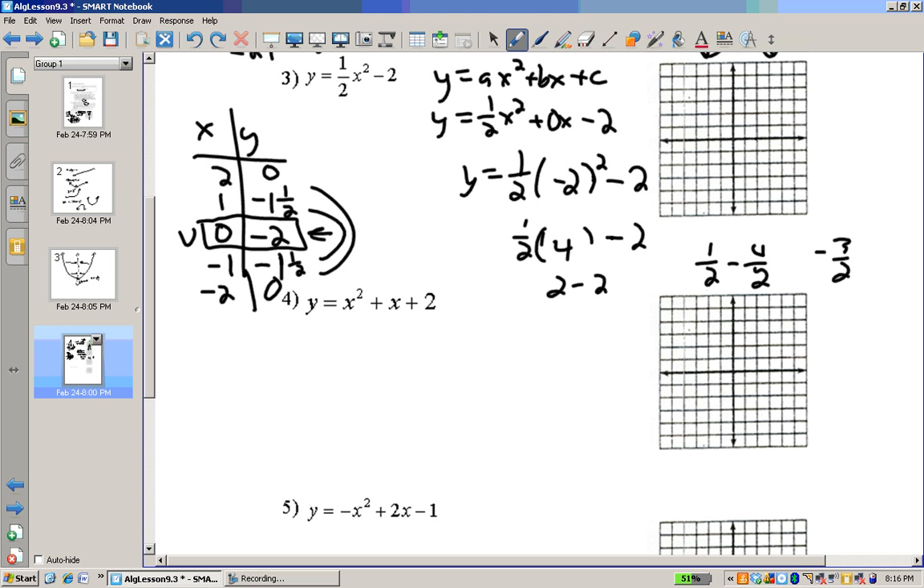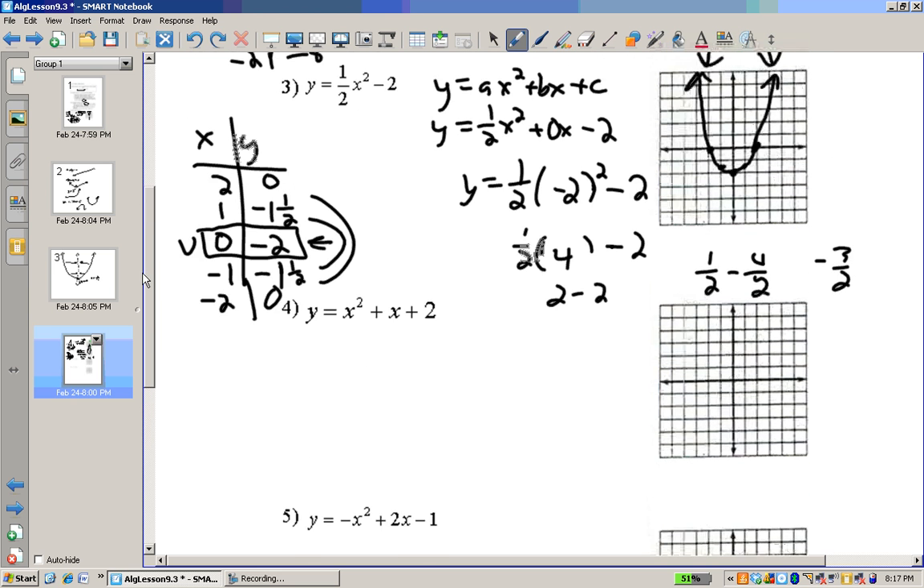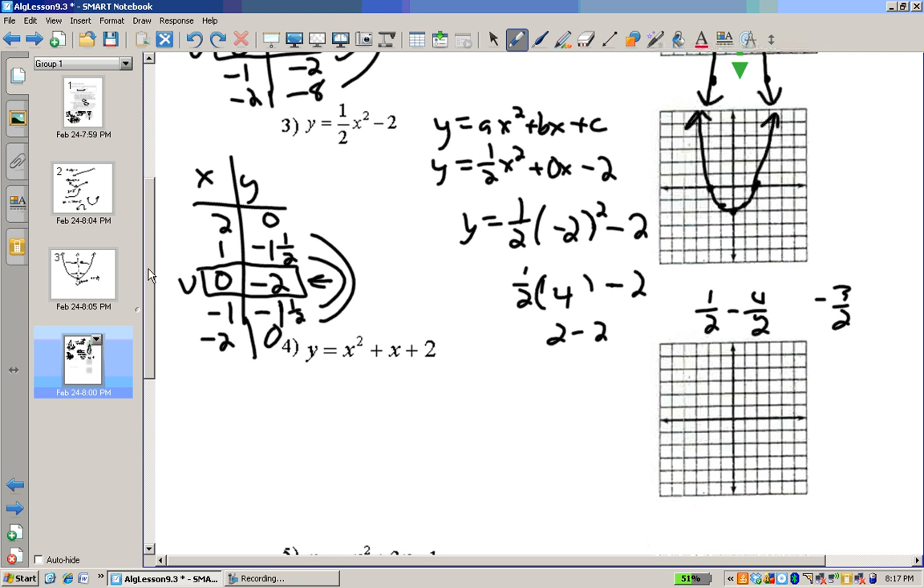So 2, 0, 1, negative 1 and a half, 0, negative 2, negative 1, 1 and 1/2, negative 2, 0. And you see this gives me this nice U shape. This hopefully won't be too hard to draw. And that is a good quadratic curve there. That's also known as a parabola, so a parabolic curve.